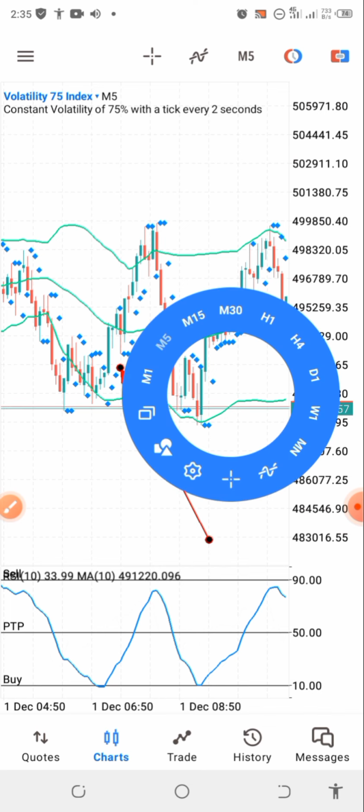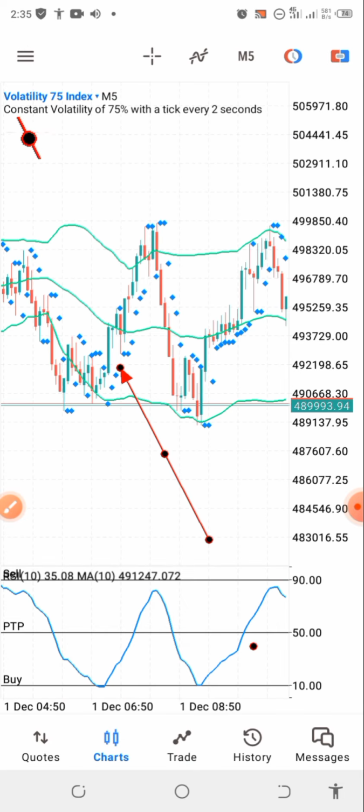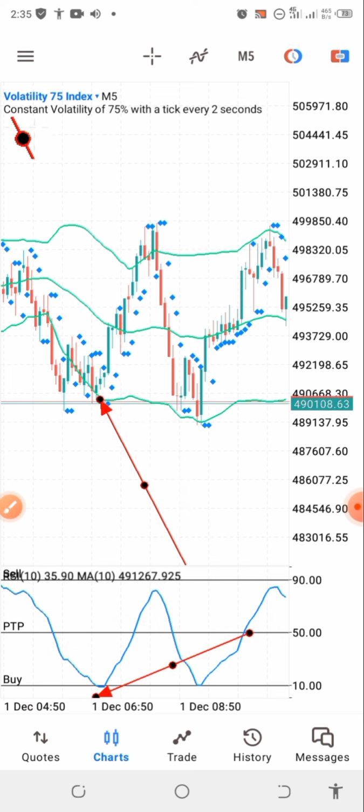When you see that confirmation on your main chart, the next thing is to come down to your indicator window one and make sure the moving average is at the buy zone, which means it's at the 10 level of the RSI. That is the confirmation you need before taking any buy trade with the strategy. You close the operation when it reaches the 50 level, because anything can happen at the 50 level.